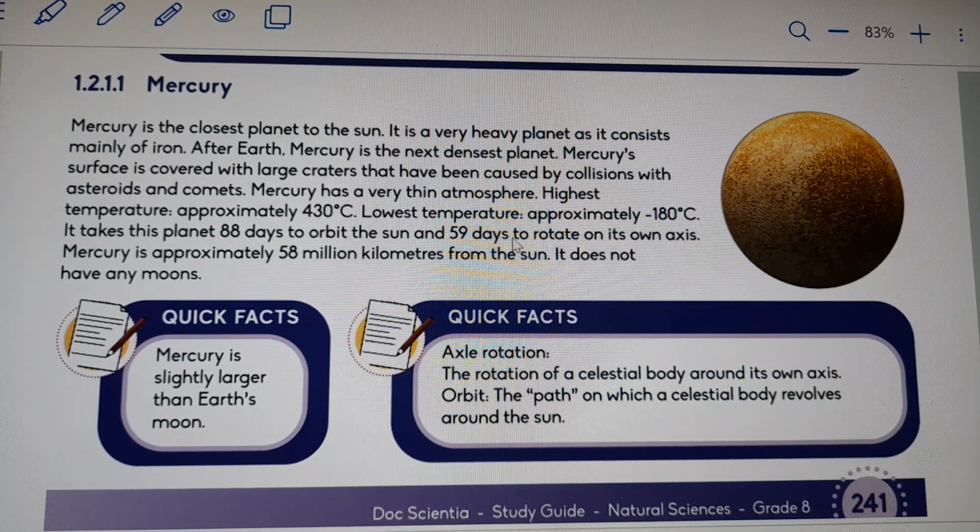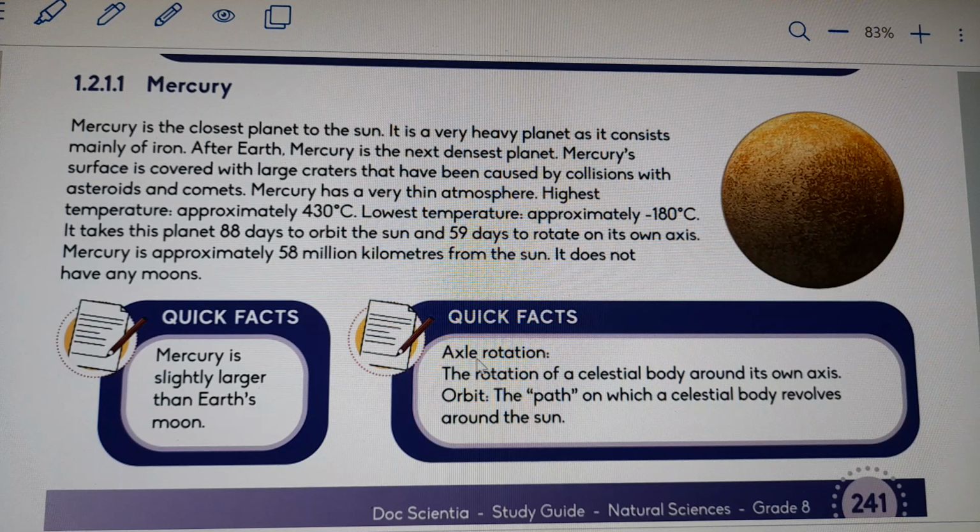And to rotate on its own axis, if it has an axis here, it takes 59 days. Mercury is approximately 58 million kilometers from the sun. It's not even close, it's still far from the sun. It does not have any moons. Quick fact: Mercury is slightly larger than Earth's moon.